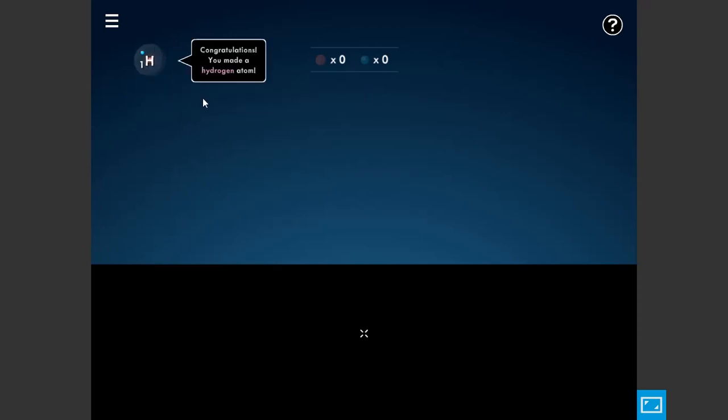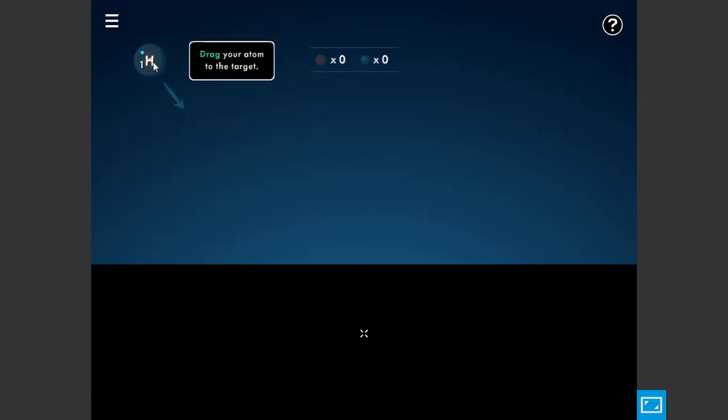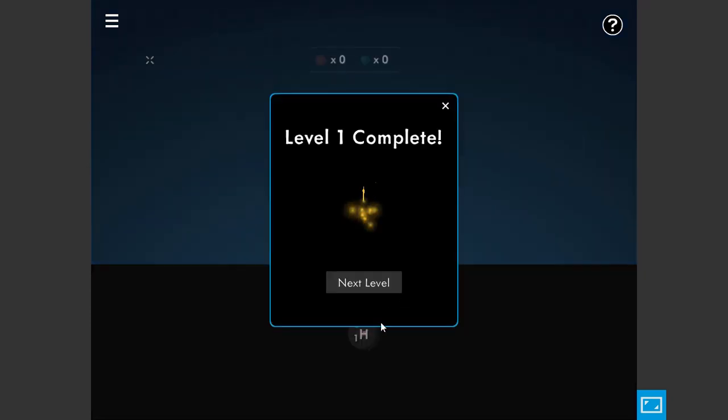So swipe left means to drag left. Now swipe up means to drag up. The reason they're using the word swipe is because this is basically a game on the iPad, right? But you could play it on the computer if you want. So you click this, now you drag it there, and you're basically done. That's level 1.